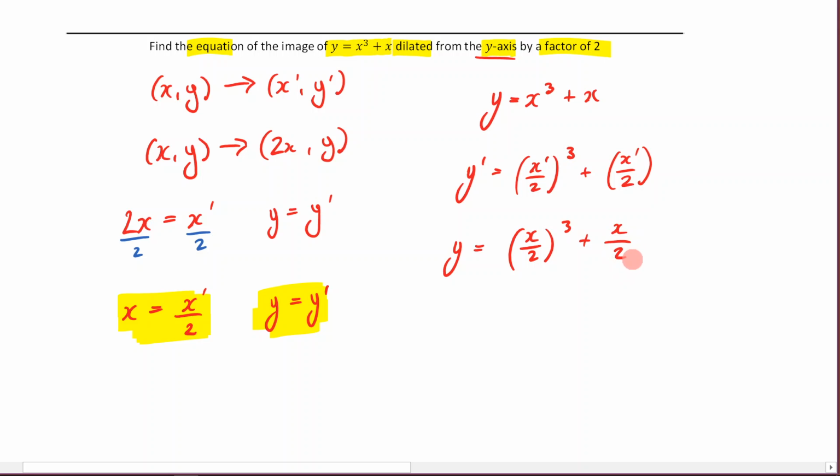And I'm going to leave it just like that. If you wanted to, you could cube the top and the bottom, but let's just leave it as it is. Actually, let's cube it. Why not? Y is equal to x over 2 cubed is 8. So you could do that as well. So x cubed over 8 plus x over 2. So either of those would be acceptable. But let's go with this one.